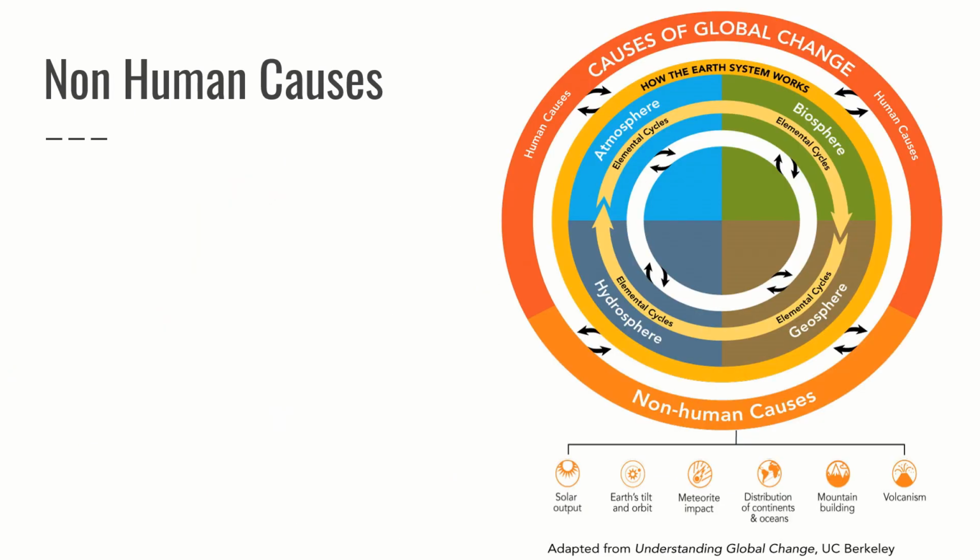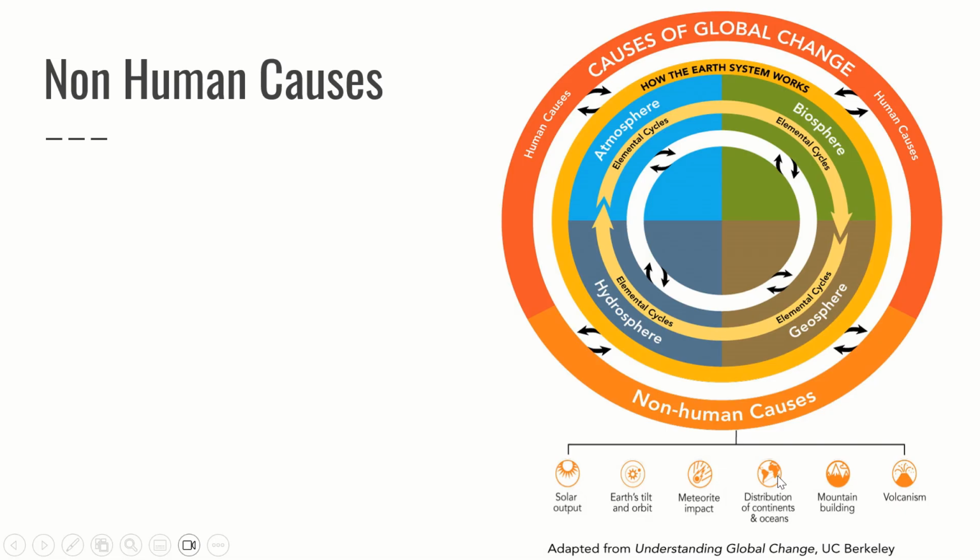So there are non-human causes of climate change. We will address some of the human causes later on in a later chapter where we talk about, in general, what are some ways humans are impacting the environment. But some of the non-human changes include things like solar output, Earth's tilt in orbit, meteorite impact. They think that's what caused all the dinosaurs to die off, was from climate change from a giant meteorite.